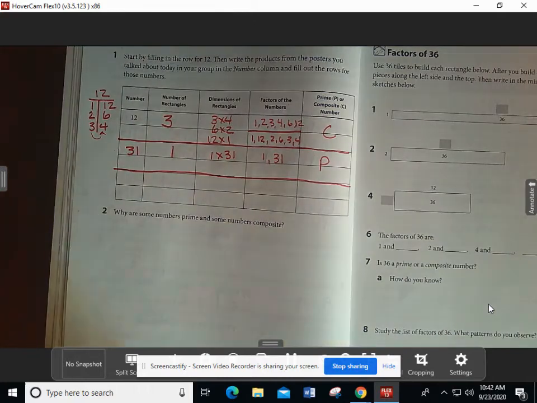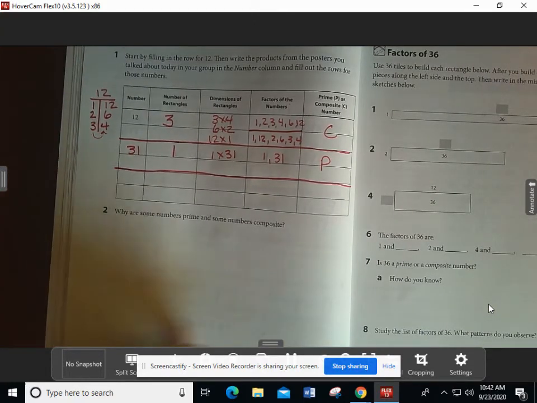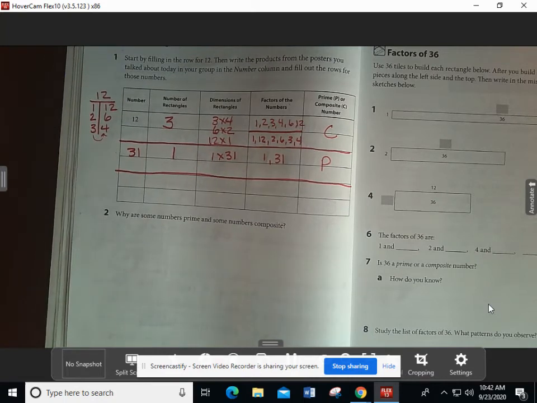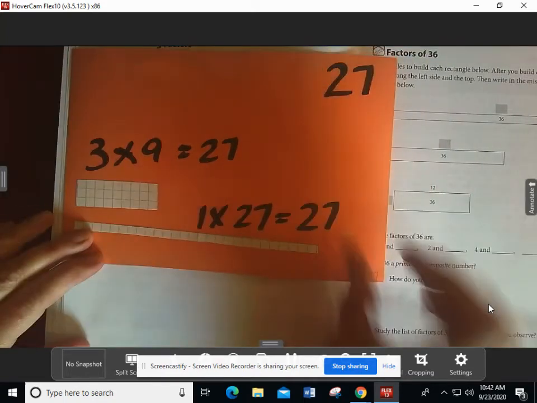Okay, so I'm not going to make you do the next one on your paper. We're just going to discuss the next one, and I'm going to write some stuff down here. Let's do the number 27.